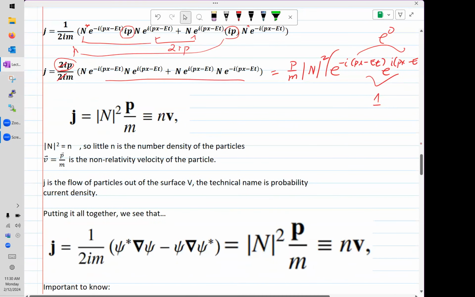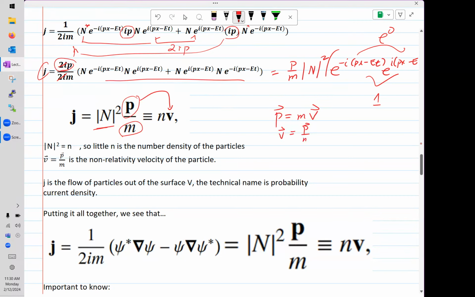So that was a lot of little fun exponential calculus stuff. But what ends up happening is that this j is just n squared times momentum, which is kind of fun, divided by the mass. Momentum divided by mass in classical mechanics is just the speed or the velocity of that particle. Remember that momentum is mass times velocity, and therefore velocity is just momentum divided by mass. This n squared thing requires a little bit of physical intuition.